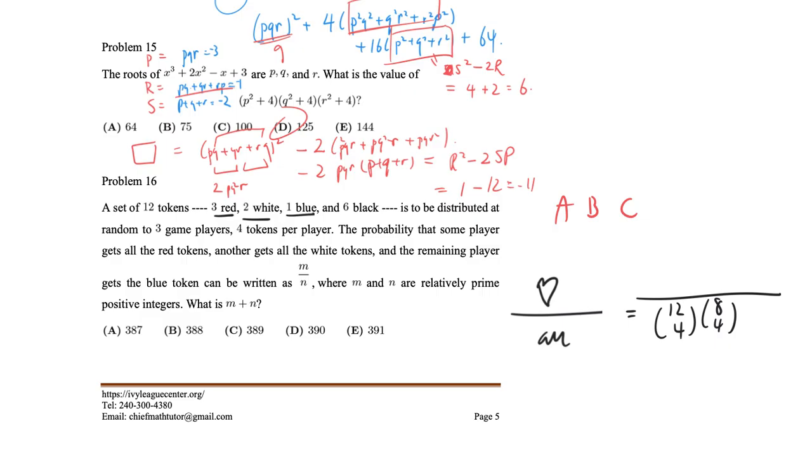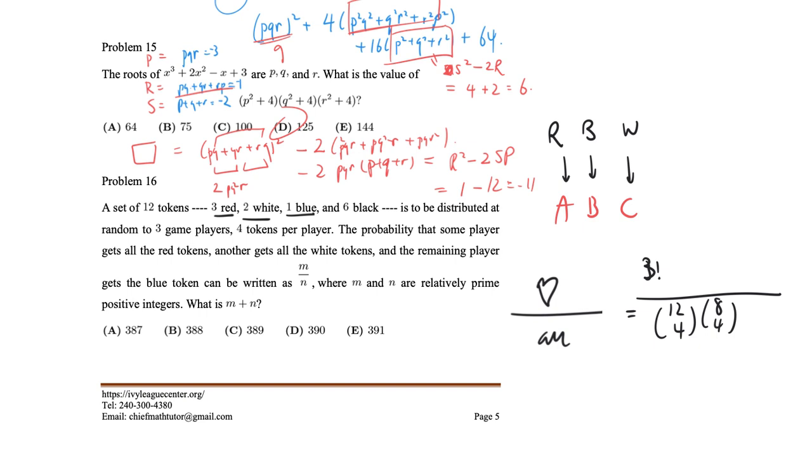And so then basically we're going to choose a player to get all the reds. We're going to choose a player to get all the blues. And we're going to choose a player to get all the whites, basically the only other one. So this is going to be 3 factorial. And once this is done, we're going to give them all the reds and whites and blues, right? So that is fixed.